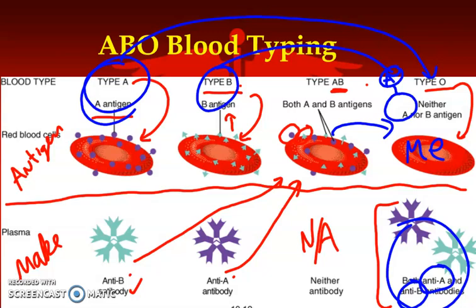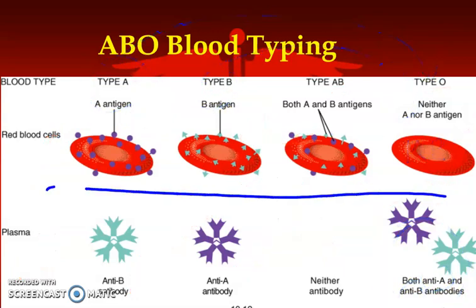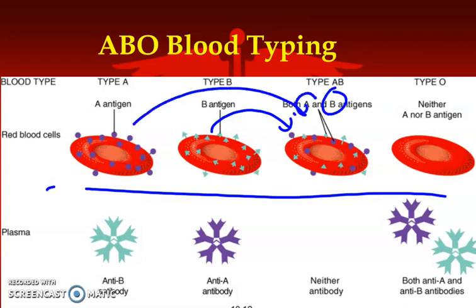Now, let's talk about AB though. AB rocks. What happens if you give me type B blood? Well, guess what? I already have B, so I won't fight it. What if you give me type A blood? Cool, I already have A, I won't fight it. What happens if you give me type O? Cool, there's nothing even to grab on type O. So we usually call AB universal recipient, and type O is universal donor. Okay, that's blood type 101.